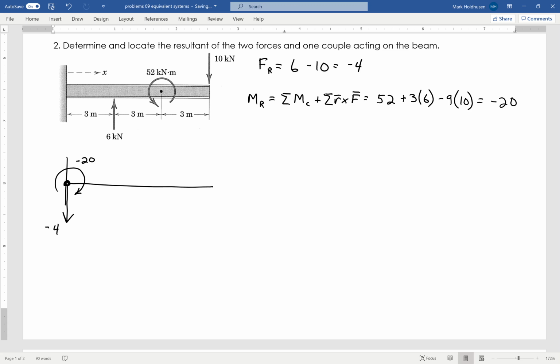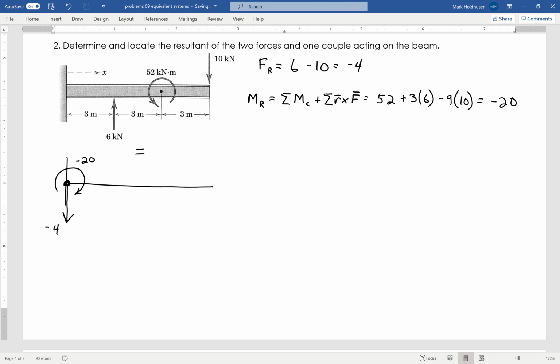So these two are equivalent, right? I can either have the two forces and the couple moment at those different locations, or I can reduce it to a single force, a single couple at that endpoint. They have the same external effect on this guy right here.